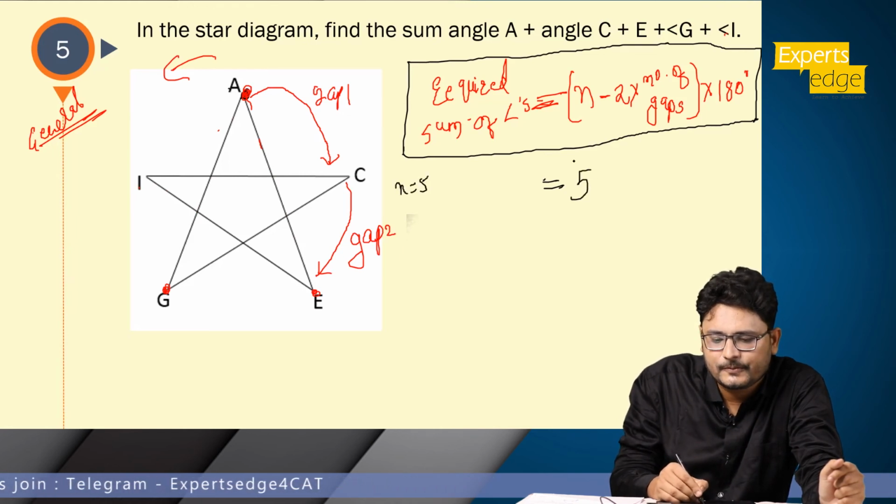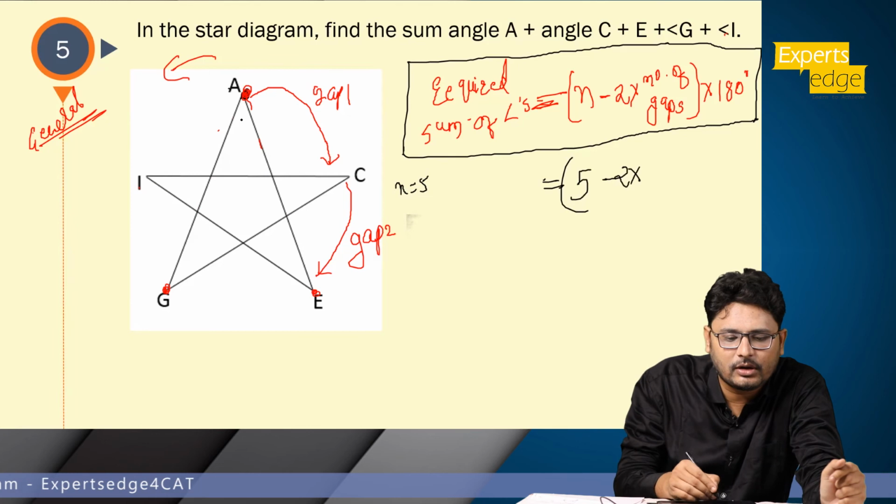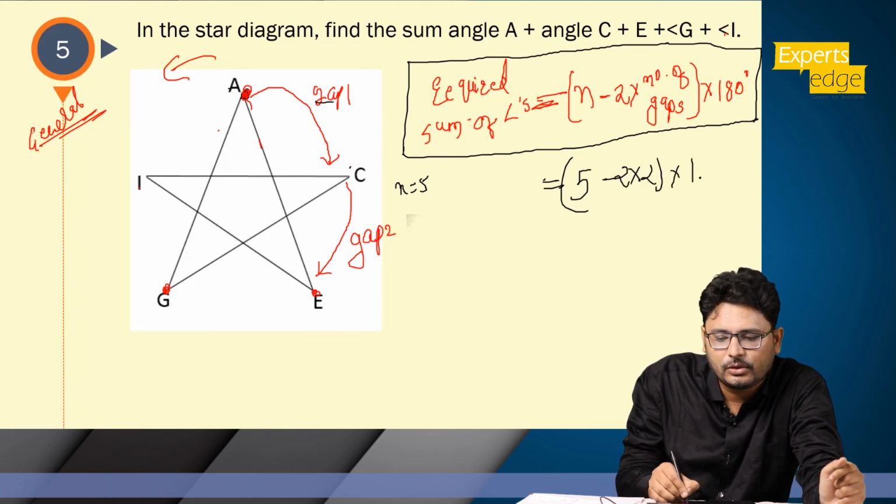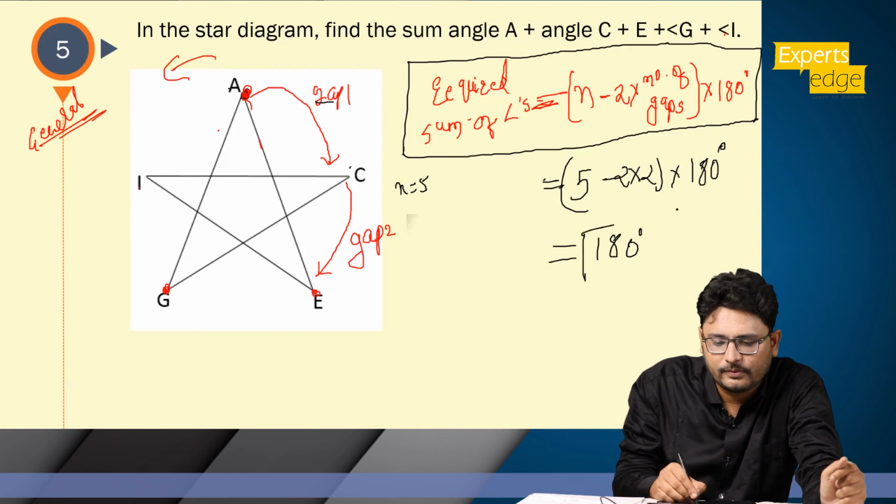So it is 5, 2 into how many gaps we got? Gap 1, A to C and C to E. So that is 2. 5 into 2 into 2, that is 180 degree into 180 degree. So answer is 1 into 180. Final answer is 180, right? That is what we got.